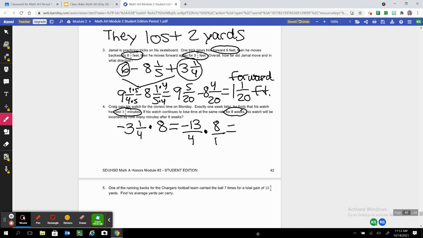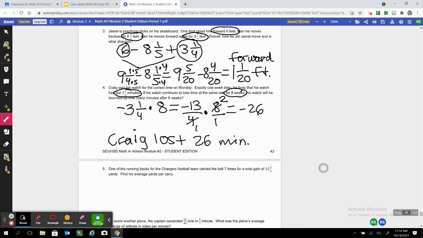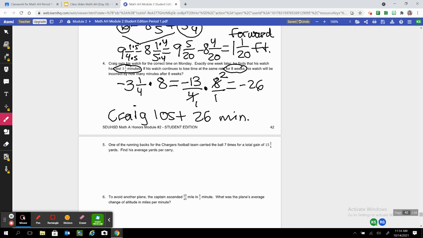You can either cross cancel or you can just multiply straight across. I do notice that 4 goes evenly into 8 2 times, so I'm going to cross cancel my diagonals looking for common factors. So -13 times 2 would be -26, and then 1 times 1 is 1. So I would just say Craig lost 26 minutes. It's really important to label your answers, and it's important to write a complete sentence as well so you answer the question completely.